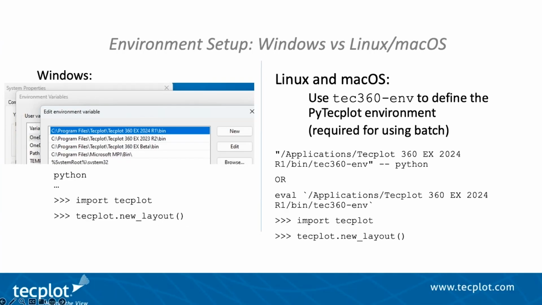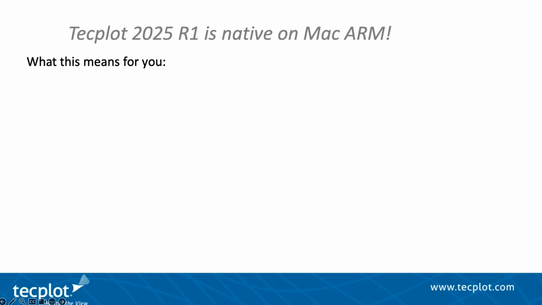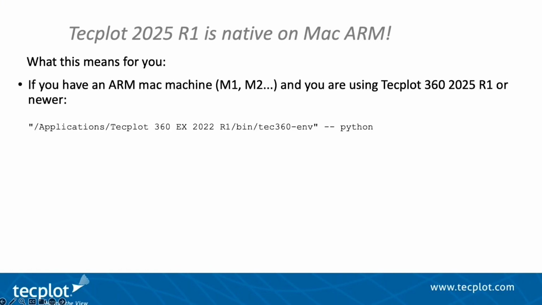So with that, we'll take a look at new features. So basically, we have a special announcement here. With the release of 2025 R1, Tecplot 360 is now native on Mac Silicon. So what exactly does this mean for you? Well, if you have a Mac ARM machine, again, that's the M1, M2 series of chips. That's what I'm using here today.